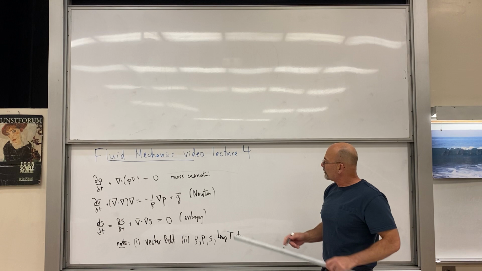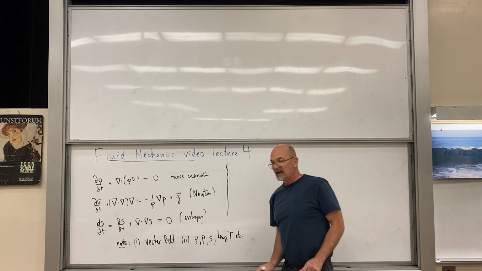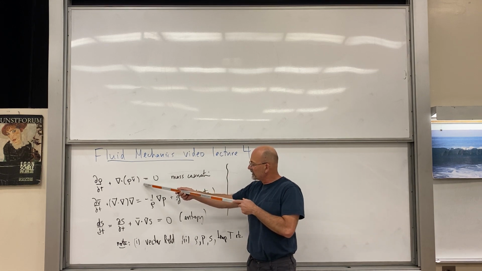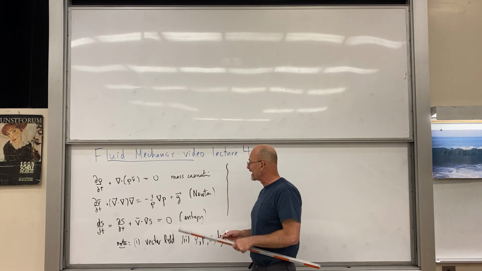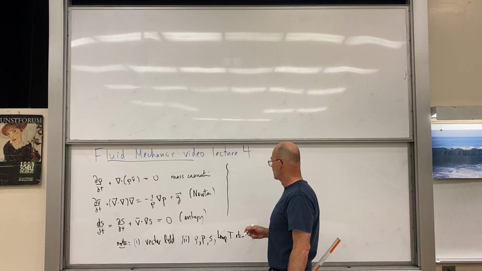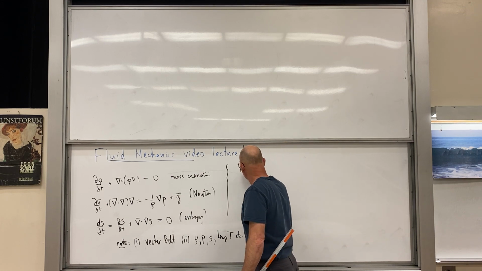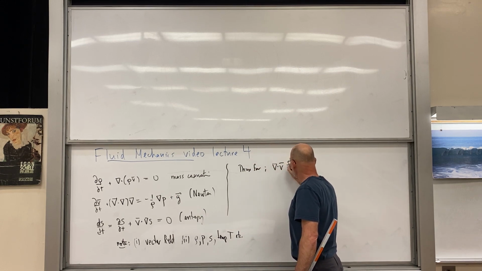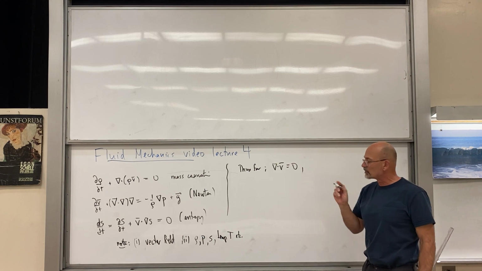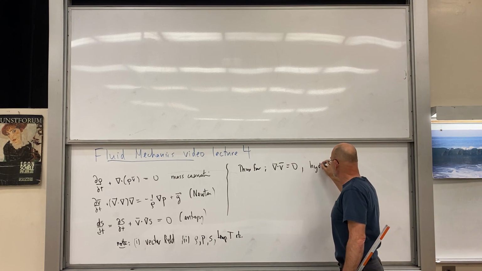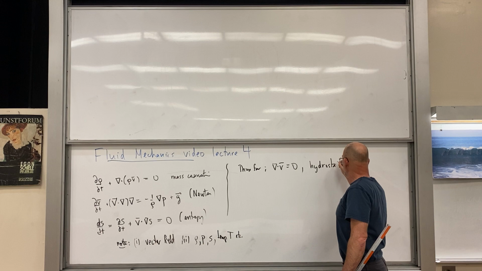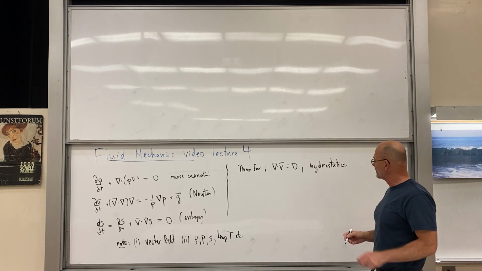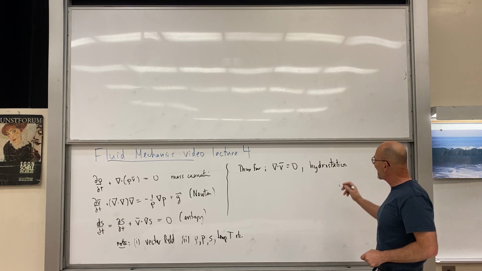So what we've done so far is we've done the case where the divergence of the velocity field vanishes, and then these things simplify nicely. And I'll just write here, thus far, divergence of v equals 0. We were able to talk about hydrostatics and a couple of interesting applications.